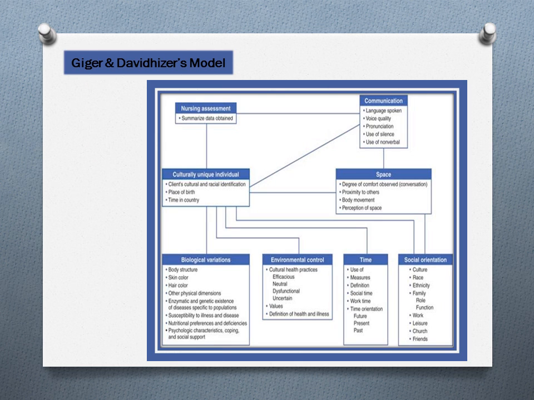Geiger and David Heiser's model focuses on evidence-based, culturally competent practices with the patient as the center. The 6 cultural phenomena that are explored are communication, space, social orientation, time, environmental control, and biological variation. The model recognizes the diversity among groups and that every individual is unique, and it examines the variations that exist in the perspectives of patients and caregivers.